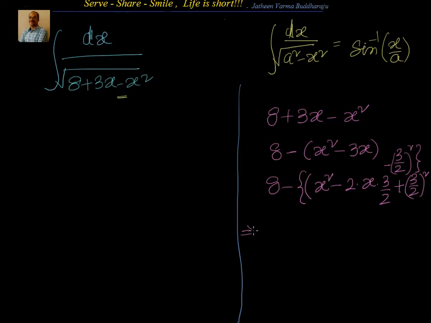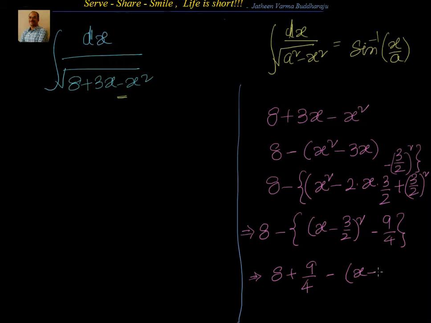So what will it become now? It will become 8 minus x minus 3 by 2 whole square minus 9 by 4. So can I write it as 8 plus 9 by 4 minus x minus 3 by 2 whole square. So can I take LCM and say 41 by 4 minus x minus 3 by 2 whole square.